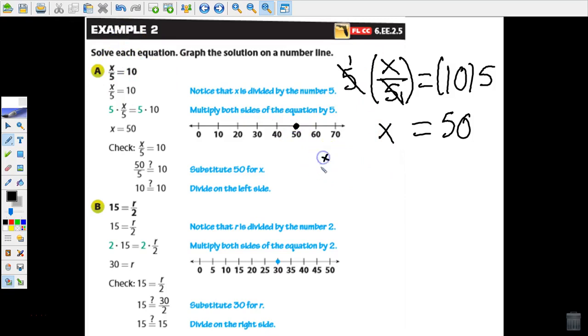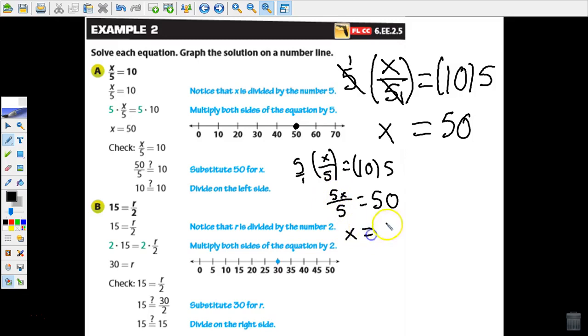If you guys want a little more, here it is. I get x over 5 equals 10. Let's look at this a different way. So let's just say it's really 5 over 1, so I multiply them. So I get 5x over 5 equals 10 times 5. So this is going to be 10 times 5 is 50. And then I'm going to divide 5 by 5 and get 1. So I just have x all alone.